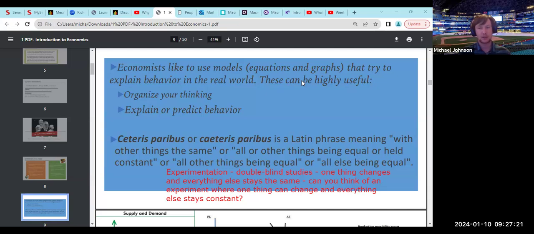Everything else was kept the same in the study except for what I was given. All the conditions were the same. I didn't change a thing, except I was given BioSteel once, I was given nothing once, I was given water once, and I was given a placebo once. And the difference was measured. And that is a ceteris paribus study.